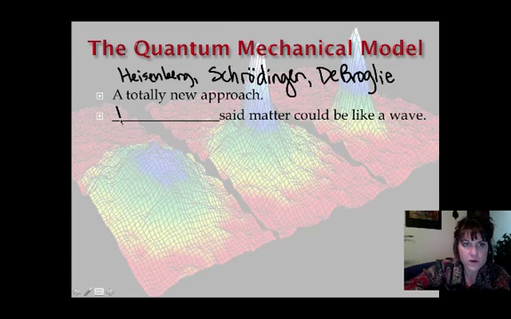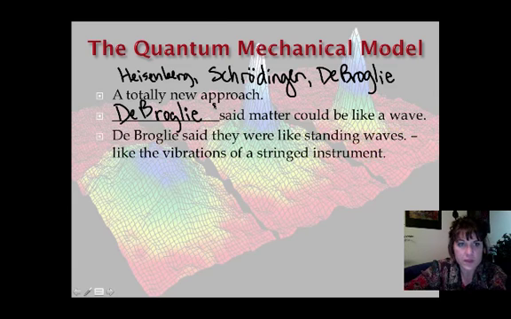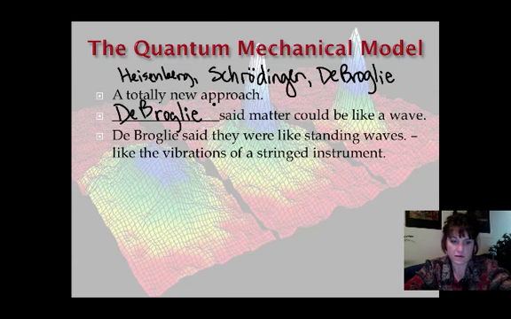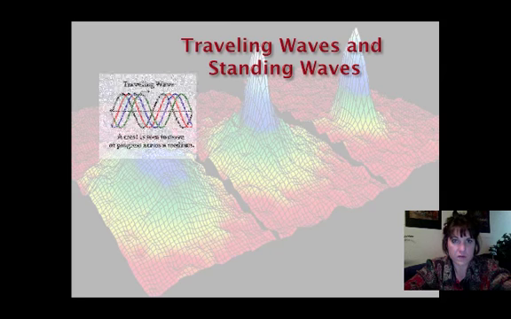De Broglie was the one who said that matter could be like a wave, just as we talked about in podcast 1. That matter could be like standing waves, which are more like the vibrations of a stringed instrument than ocean waves. So let's have a look at what waves look like.